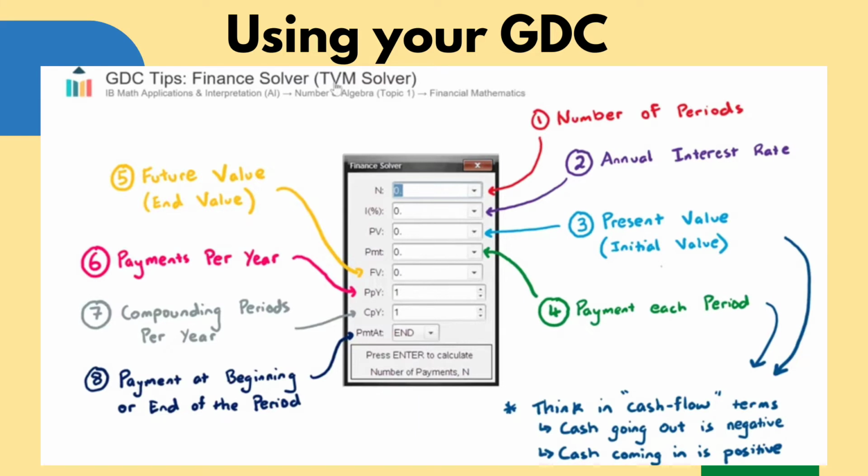Next is payment each period. The way to think about the negative and positive that we need to insert in this section is the same way as we have discussed earlier. Next is the future value or FV value. Sixth one is the payment per year. Next, the seventh section is compounding periods per year. And lastly is the payment at the beginning or end of the period.